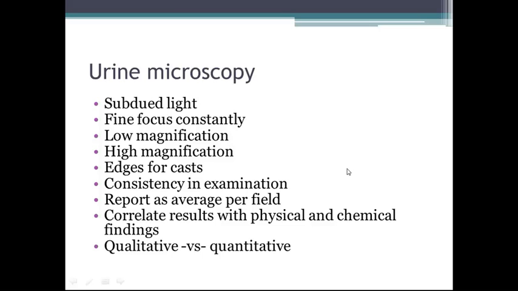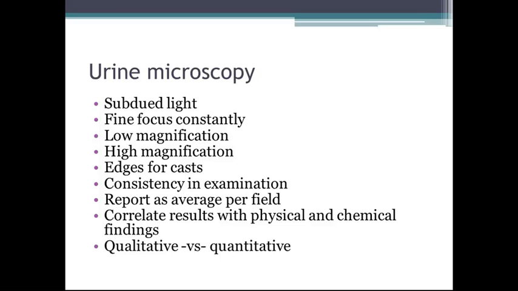For urine microscopy, we use subdued light and fine focus constantly. We start at low magnification, meaning 10x, and then we go to high magnification, meaning 40x. We usually skim the edges for casts in the beginning of the microscopic exam at 10x. It's important to scan the slide in a consistent way.